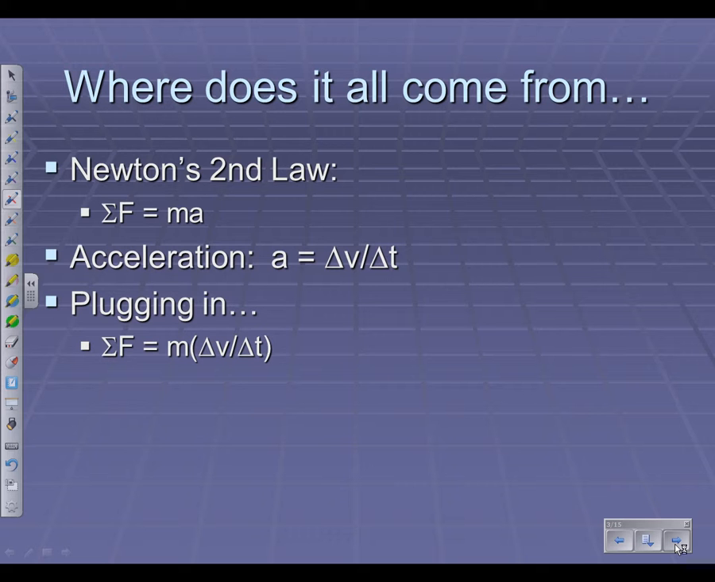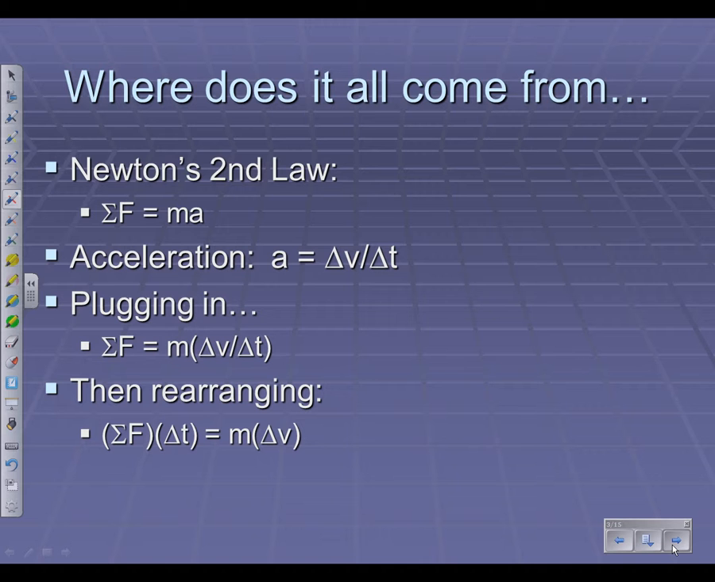And then, rearranging a little bit, we end up with this equation, right? Sigma F times delta t, net force times time, is equal to the mass of the object times its change in velocity. So we sort of introduced this before you guys did your lab on Wednesday.